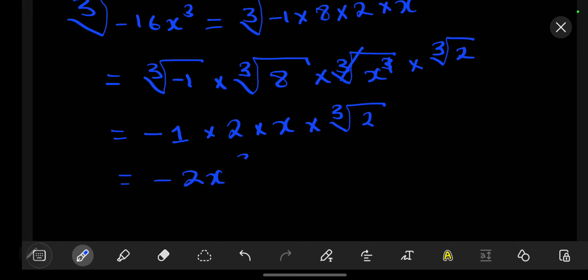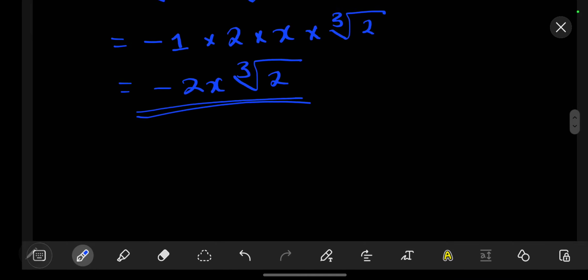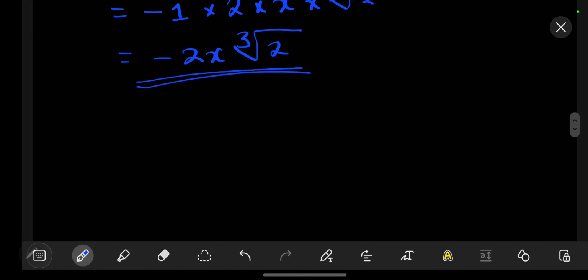Then we have times the cube root of 2, like that. So after doing this, it means we have simplified that one. Let's try the other one. Let's say we have the square root, sorry, of 75x to the power of 3. So how do you deal with this one?